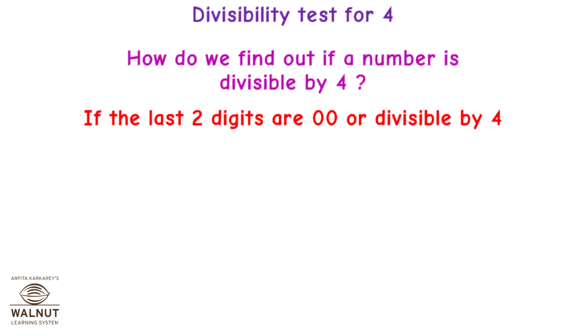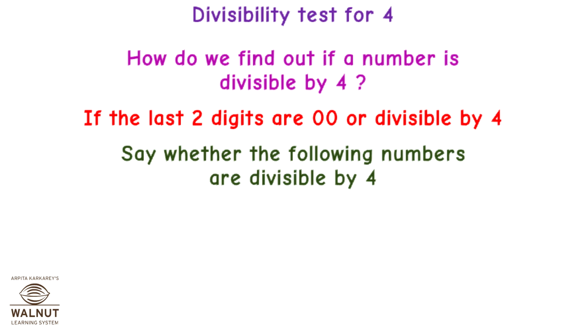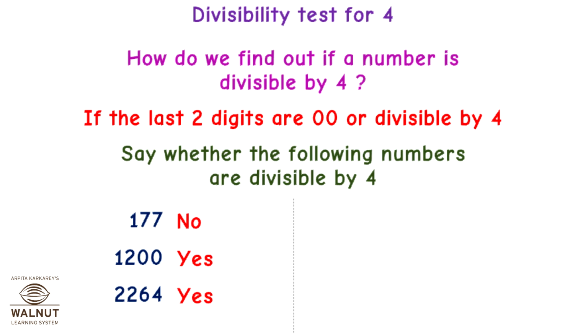If the last two digits are 00 or divisible by 4, say whether the following numbers are divisible by 4. 177? No. 1200? Yes. 2264? Yes. 985? No. 1004? Yes. 5584? Yes.